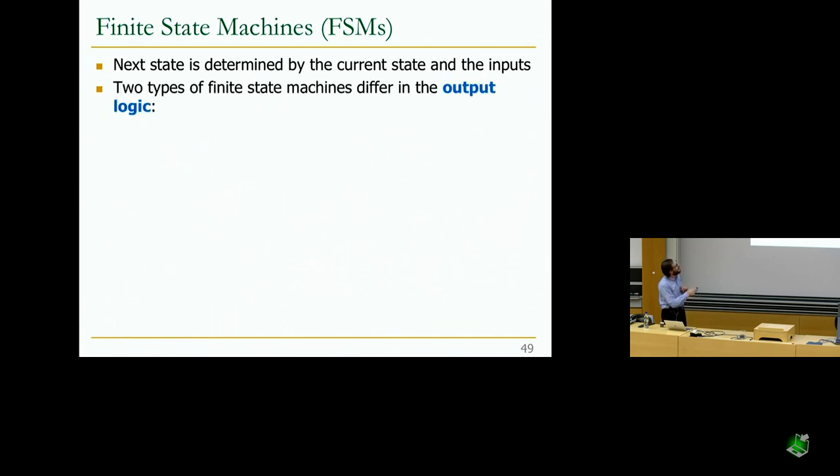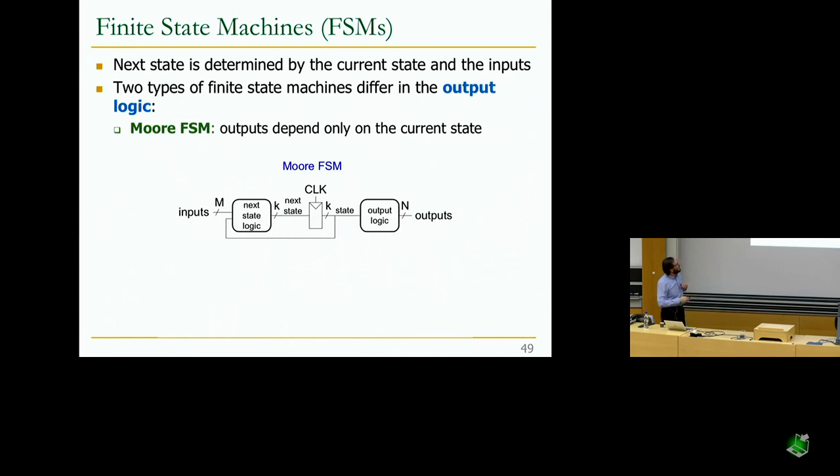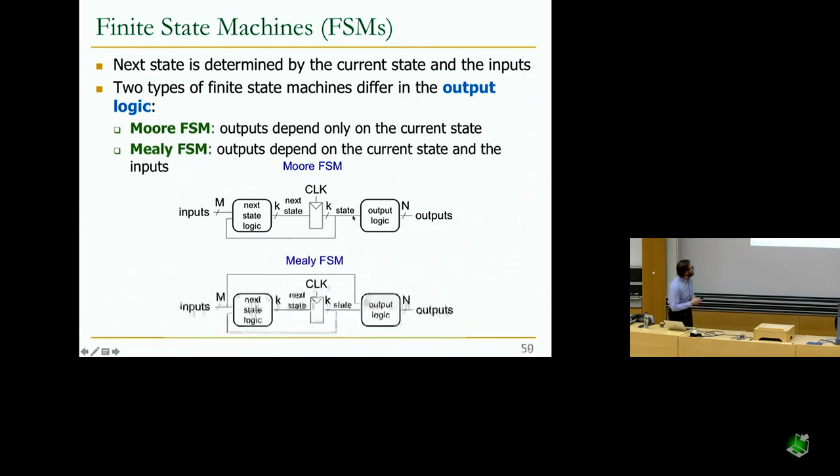Now let's talk about how we build finite state machines using this. Essentially, next state is determined by the current state and the inputs. Right? There are two types of finite state machines that differ in the output logic, as I alluded to earlier. One looks like this. This is what we've seen earlier. This is called the Moore finite state machine. But basically, the key thing over here is the output is dependent on only the state. And in a Mealy type of machine, the outputs depend on not only the current state, but they also depend on the inputs. And you could always transform a Mealy machine to a Moore machine and vice versa. It just has different trade-offs. You may need to have more states, for example.